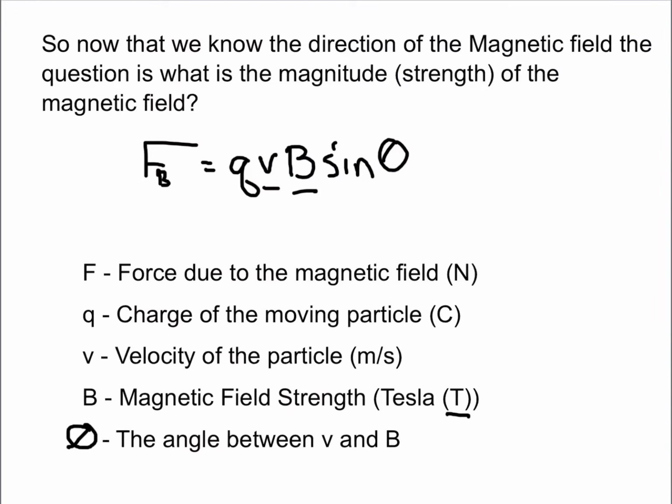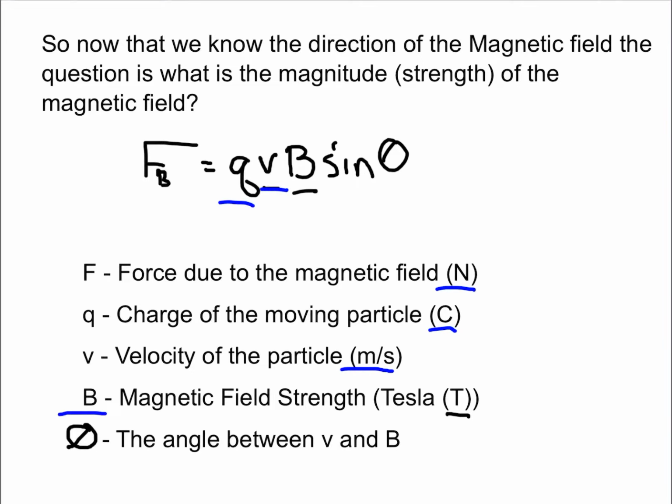So now we need to talk about the magnitude, or the strength, of the force. Here's the formula. It looks a little bit more complicated than it is, so stick with me here. F is just the force, obviously. It's in newtons. The charge is Q, and it's in coulombs. The velocity, V, is in meters per second.